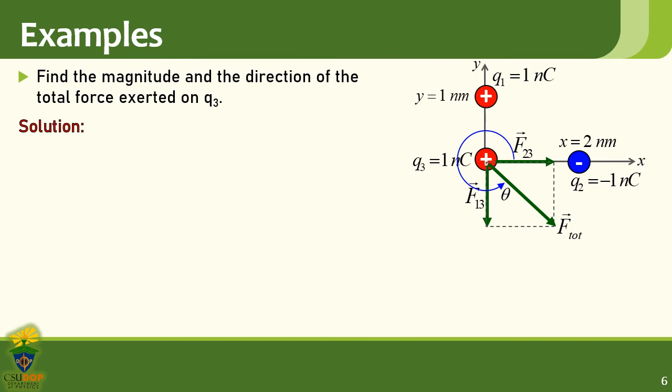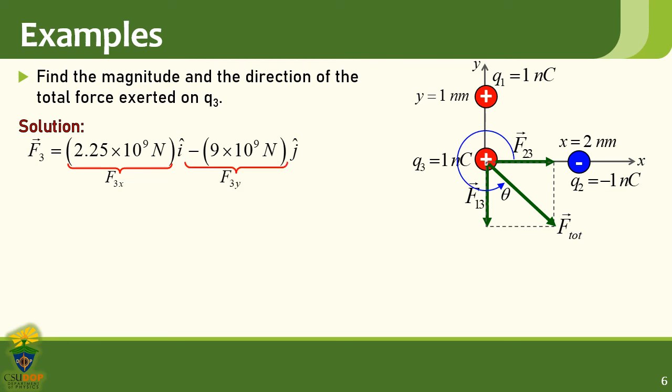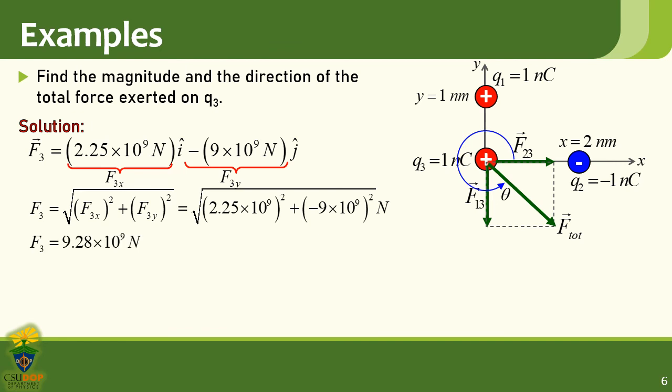Note that the vector has a positive x component, F3x. At the same time, the y component, F3y, is negative, implying that this vector is located in quadrant 4. To solve for the length or the magnitude of this vector, we use the Pythagorean theorem. Doing this gives us a magnitude of 9.28 times 10 to the 9 newtons.